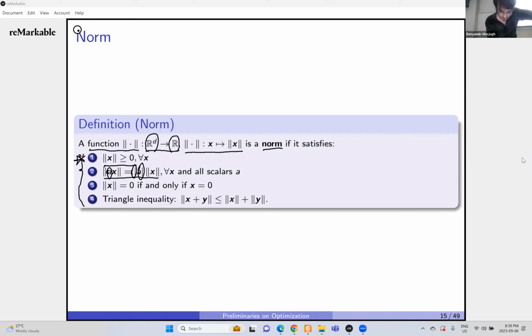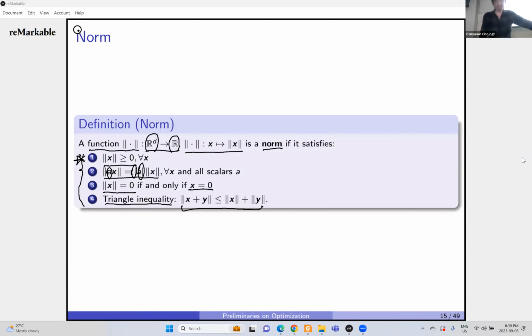Then 3, if the norm of x is 0, then it means that x is 0. If x is 0, then its norm is 0. So it's if and only if. It's two-sided. And the triangle inequality at the end. This is the most interesting thing.